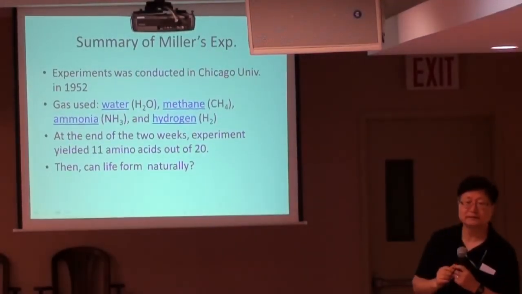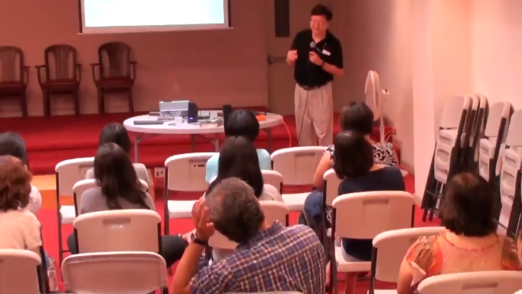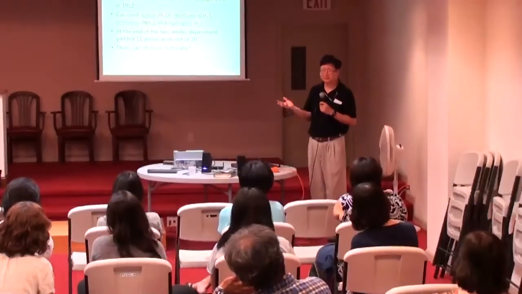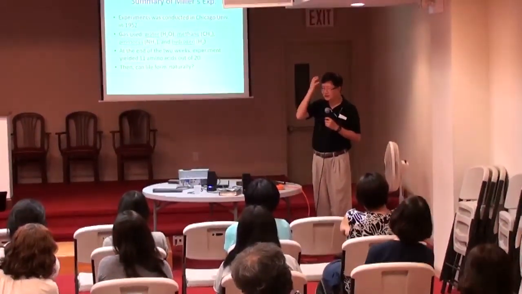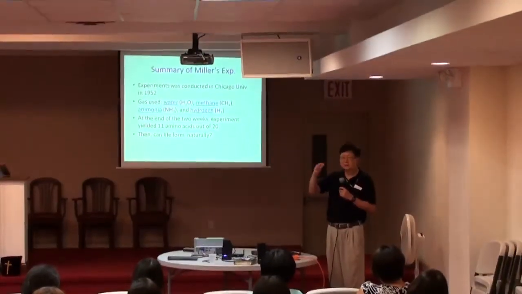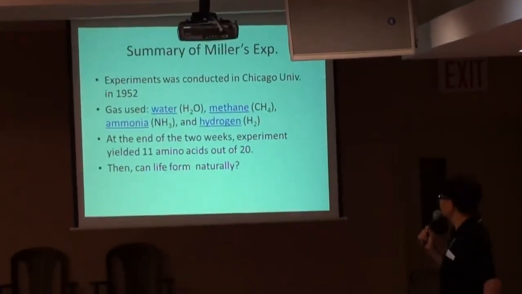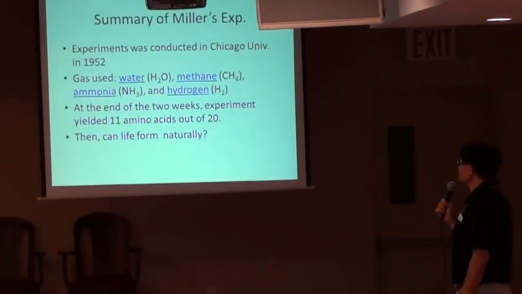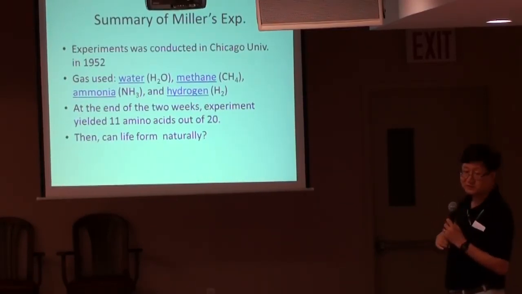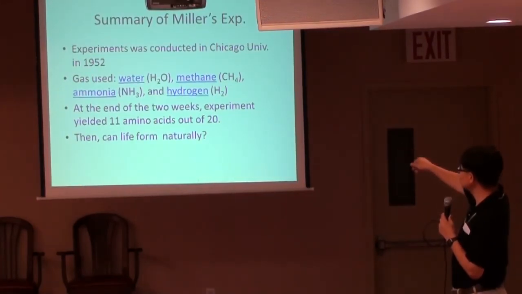If it was an experiment, could they repeat it again? They could repeat it, and they could make some amino acid again. Yeah, they can make amino acid. That's why they thought, oh, we got amino acid, and they hoped it's possible to make one cell and go up. The experiment was conducted at the University of Chicago in 1953 by Stanley Miller, a professor there. He used these kinds of gases.